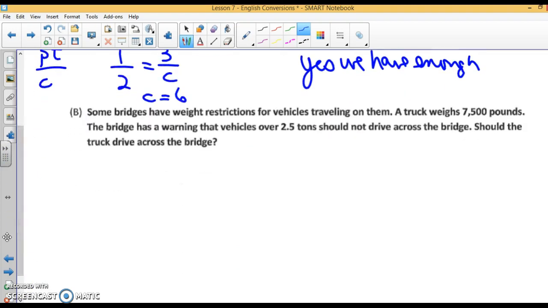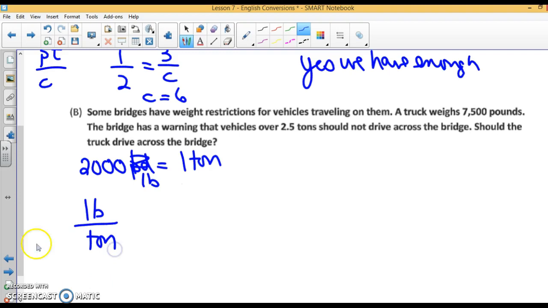All right, let's take a look at this. Some bridges have weight restrictions for vehicles traveling on them. A truck weighs 7,500 pounds. The bridge has a warning that vehicles over 2.5 tons should not drive across the bridge. Should the truck drive across the bridge? Well, we've got pounds and tons. So our conversion, 2,000 pounds equals 1 ton. That's pounds, LB. So my cheater fraction is going to be pounds over tons. So 2,000 pounds is 1 ton.